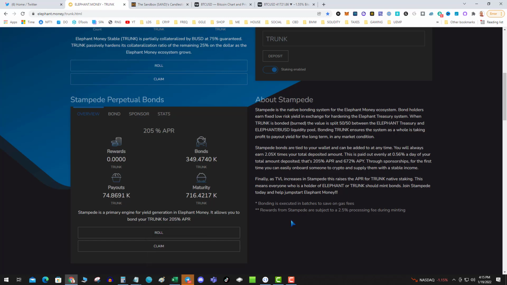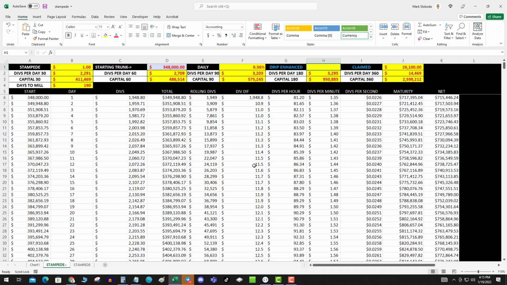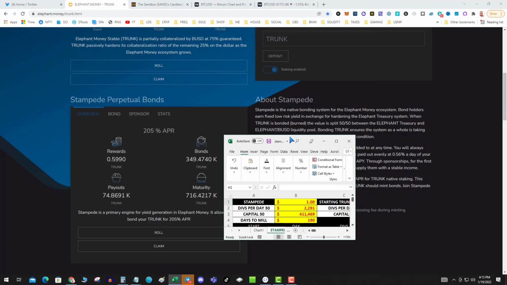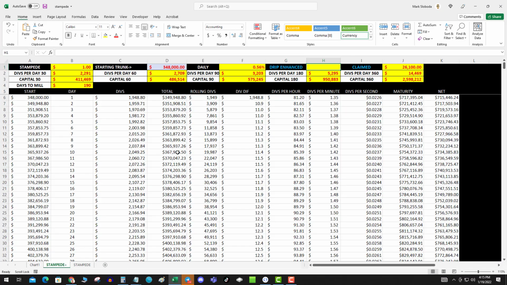So now, I don't like to put these things out there. However, I do have a spreadsheet. I am the data guy. And if you're interested in it, you can go over to the Elephant.money Telegram, and you can kind of check it out. So basically, I have built this spreadsheet. And it's pretty sweet, actually.